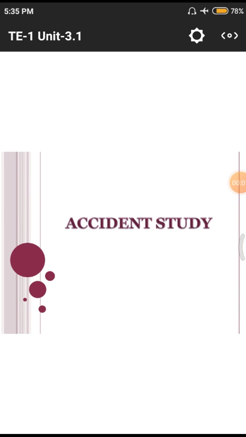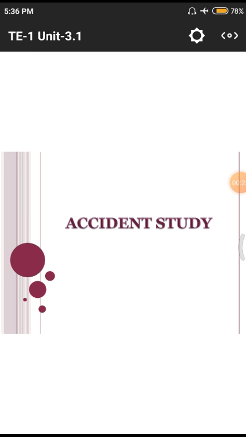We are now in chapter 3. In this chapter 3, we have to discuss these accident studies. In the previous classes, we discussed different studies: parking studies, stop and delay studies, origin and destination studies, and side distance surveys. In all those surveys, this is the major part.